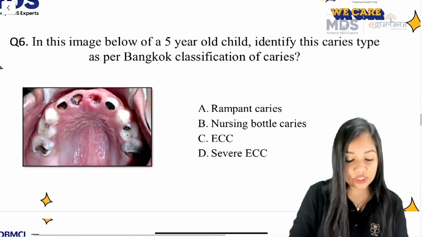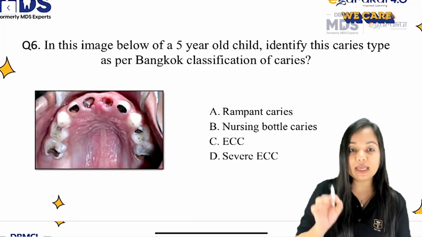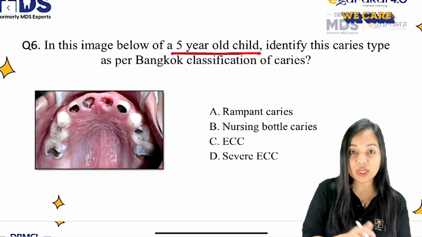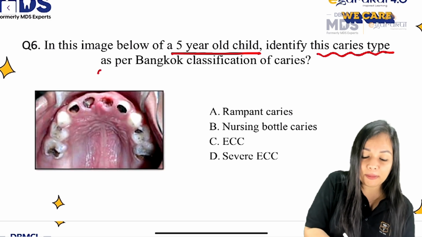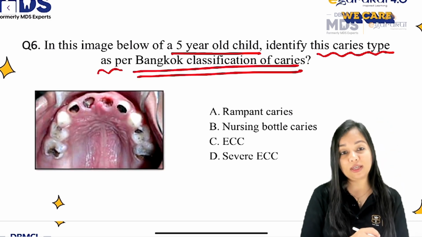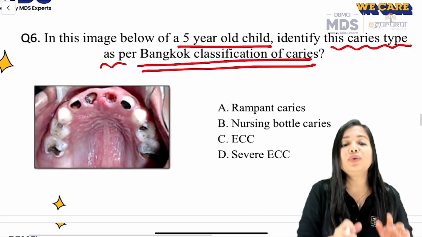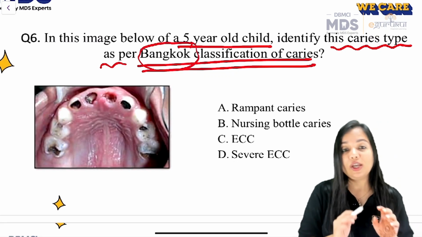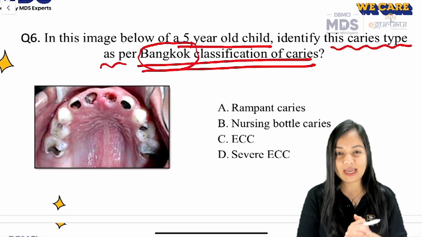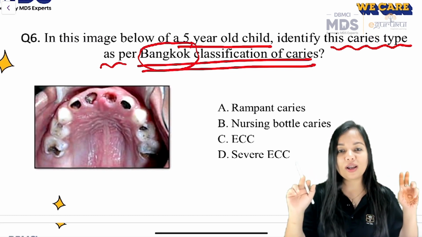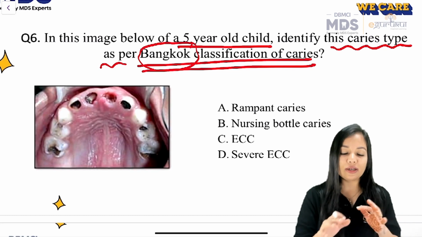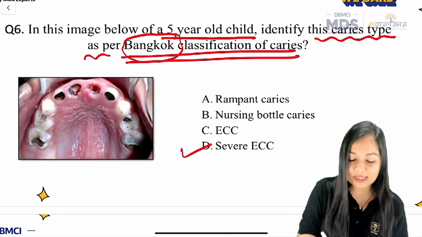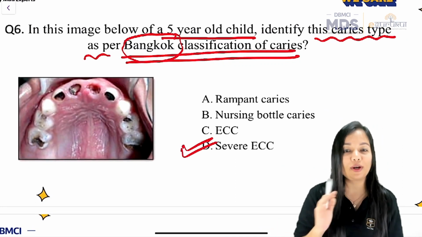Then we have the sixth question, in which they have asked, in this image below, which is of a 5-year-old child, identify this caries type as per the Bangkok classification of caries. So the moment you look at this picture, you know this is severe ECC. But when you read Bangkok classification, you might get confused. Like, is it something else? What does the Bangkok classification of caries say? Because generally you don't come across the Bangkok classification. So the answer undoubtedly here is severe caries, whether it is Bangkok or Singapore or whatever classification.